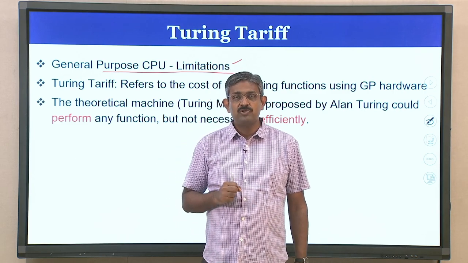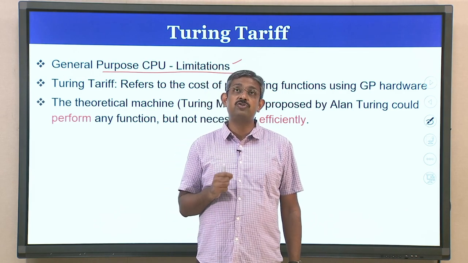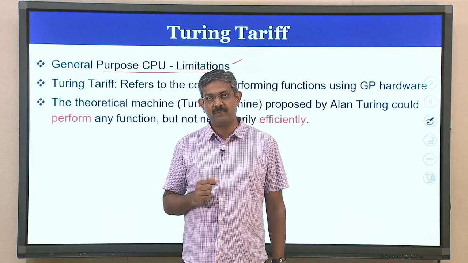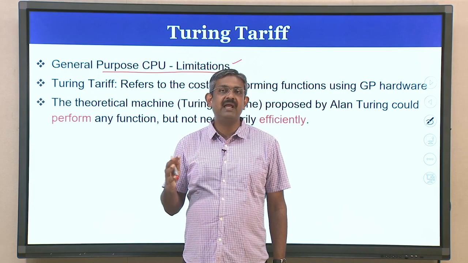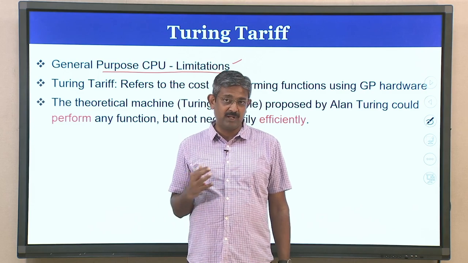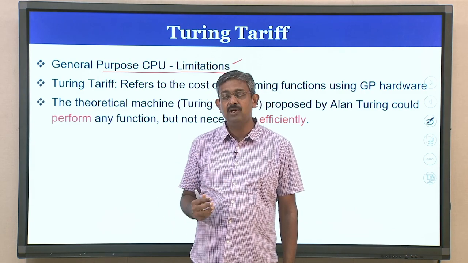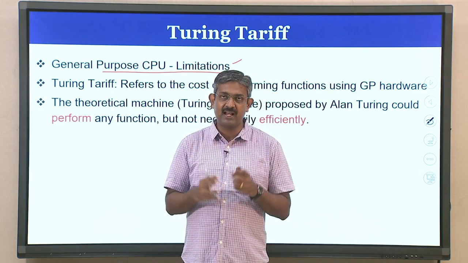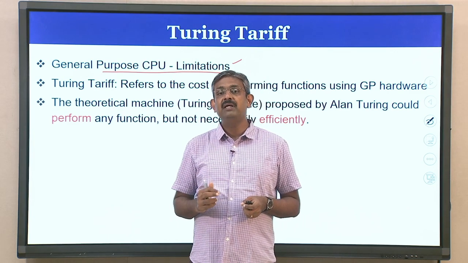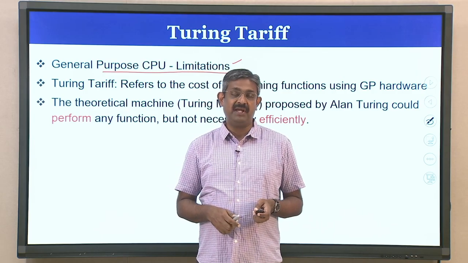Let me introduce a term known as Turing tariff. It refers to the cost of performing functions using general purpose hardware, as in a conventional CPU. We already know what a Turing machine is. It is a theoretical machine proposed by Alan Turing that could perform any function; whatever function you want to do, you can realize it with the help of a Turing machine. But it need not necessarily perform the task in the most efficient way.